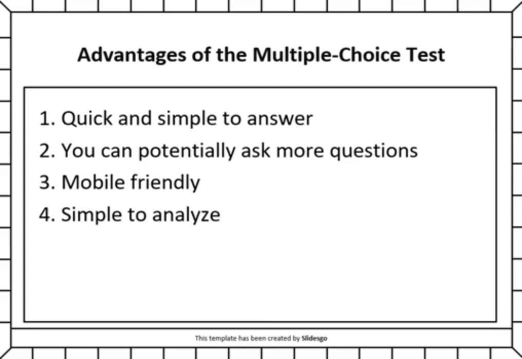The last one is, it is simple to analyze. So when you have only given students a finite list of answers to choose from, there are no worries about having to deal with irrelevant or stupid answers that you might face with an open-ended question. Subsequently, mas madaling i-analyze yung data, mas madaling i-interpret, and mas madaling mag-conclude.